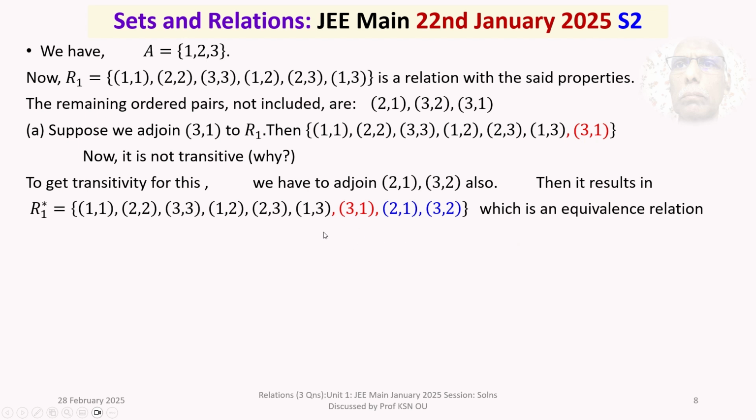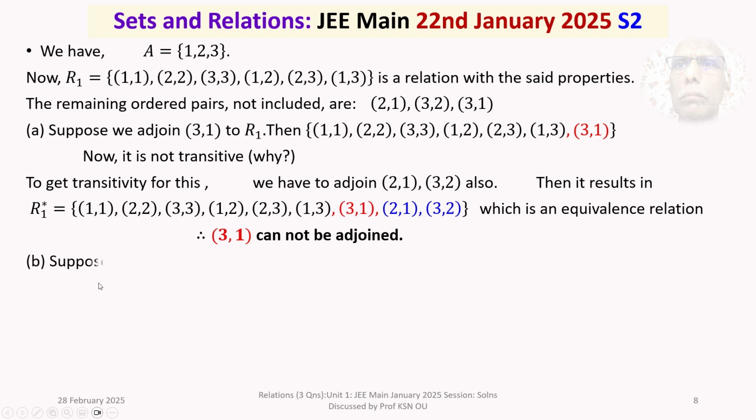But we are looking for what? We are looking for a reflexive relation which is transitive but should not be symmetric. Therefore, this is not a candidate for us. And this analysis will tell you that you cannot join (3,1). So (3,1) cannot be adjoined to that. So (3,1) is ruled out. Go to case B.